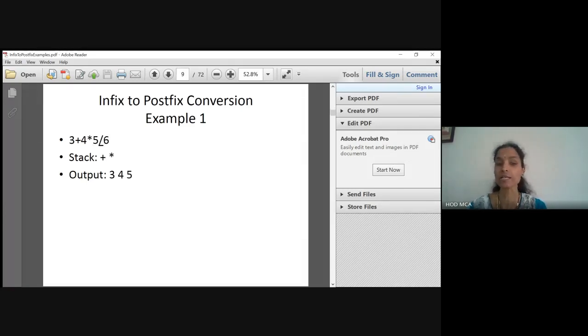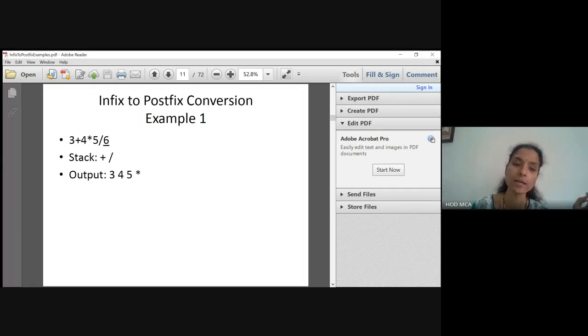Next is slash. Slash has the same precedence as star, so you will have to pop out star. When you pop out star, plus is remaining. You have to compare slash with plus. Plus is of lower precedence, so you can push slash. No two operators of the same precedence can be in the stack at any point of time.